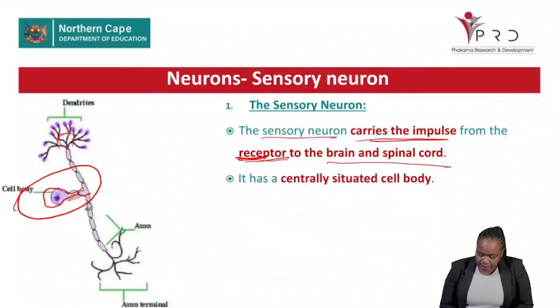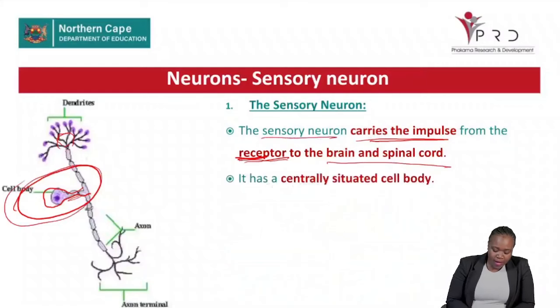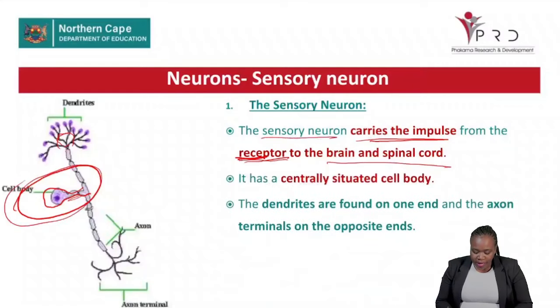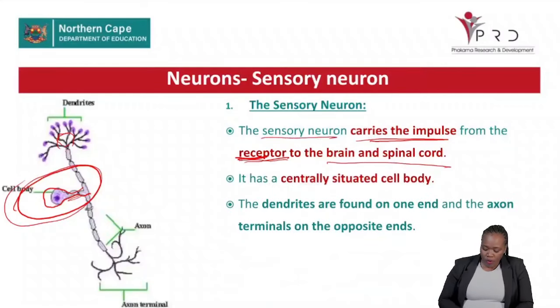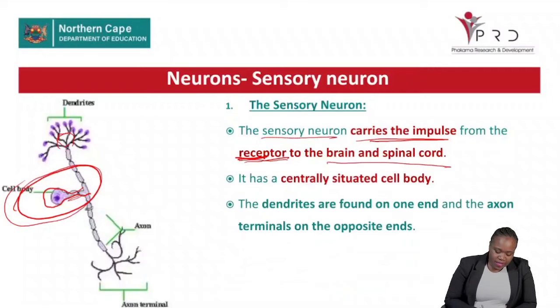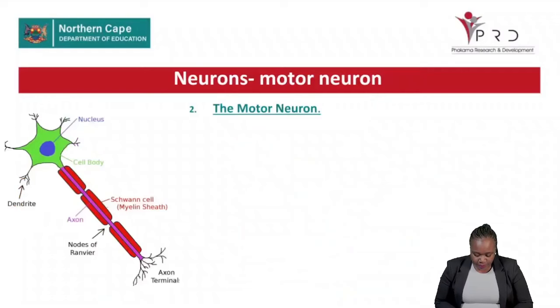It has a centrally located cell body, as I have said, right? And then the dendrites are found on one end and the axon terminals on the opposite end, just like the one that we looked at just now. The only difference is that it does not have the cell body attached to the dendrites in this case. And then secondly, we have the motor neuron, which is the one that is similar to the one that we were looking at previously, right?